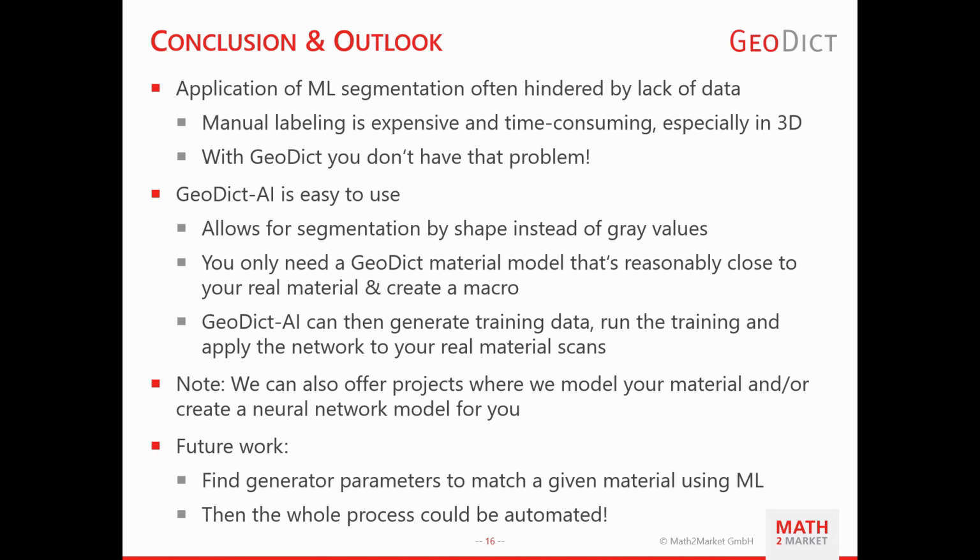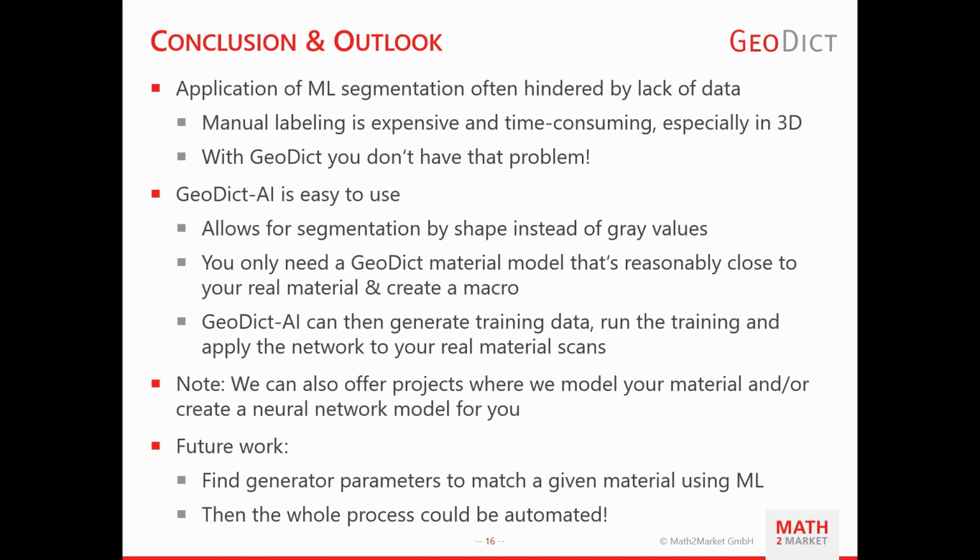And even though the presentation was somewhat technical, I hope I've also demonstrated that Geodict AI is not difficult to use. The only thing you need is a Geodict digital twin, which is reasonably close to the real material, and you have to create a macro. And then Geodict AI can automatically generate the training data for you, run the training, and finally apply the network to your actual materials. And here I want to note that if you do not want to do these steps by yourself, we can also always offer projects where we either model your material or create a neural network directly for you, or both.